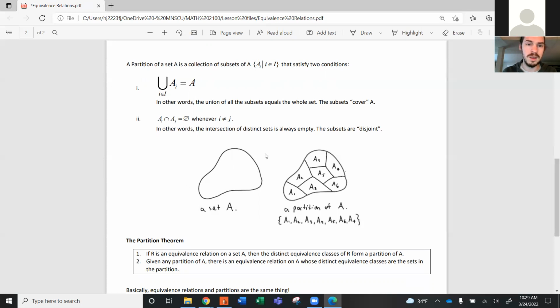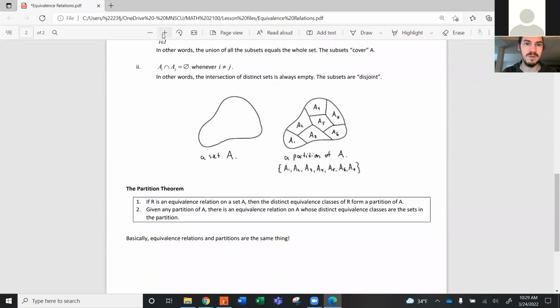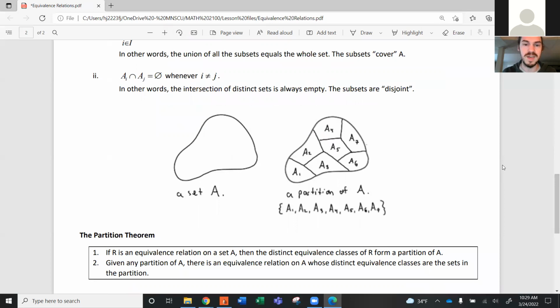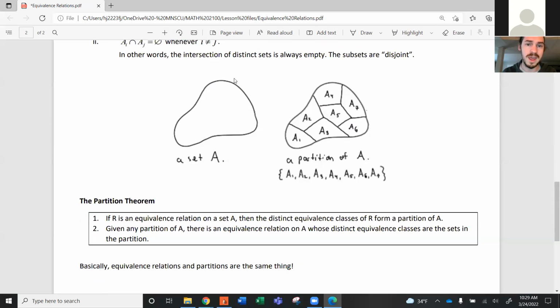Here's a diagram that explains that idea. Here is the entire set A represented by this blob. If we cut that blob up into pieces and label every one of the pieces as a separate subset, that forms a partition. So the partition of A is the collection of subsets A1 through A7.